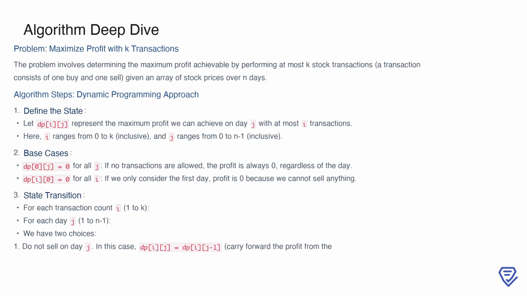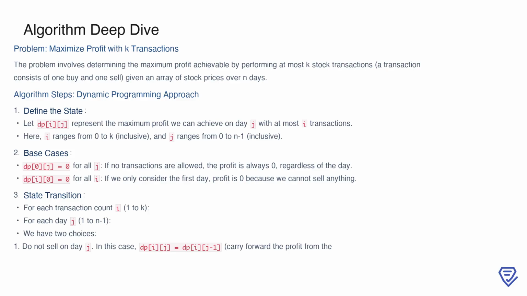To solve the problem of maximizing profit with at most k transactions, we use a dynamic programming approach. The main idea is to define the state dp[i][j], where dp[i][j] represents the maximum profit we can achieve on day j using at most i transactions. Here, i ranges from 0 to k, and j ranges from 0 to n-1, where n is the number of days. For the base cases, we know that if no transactions are allowed, the profit is 0, so dp[0][j] equals 0 for all j. Similarly, if we only have the first day to work with, no profit can be made, so dp[i][0] equals 0 for all i.